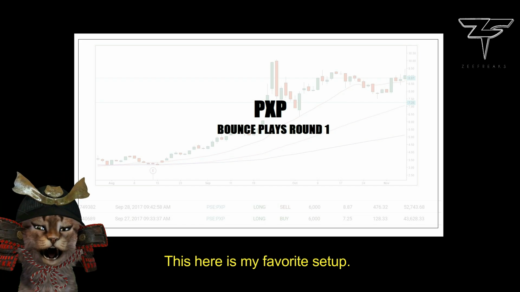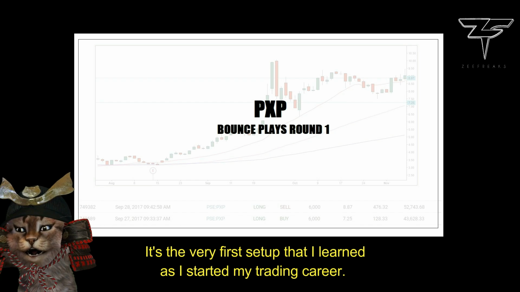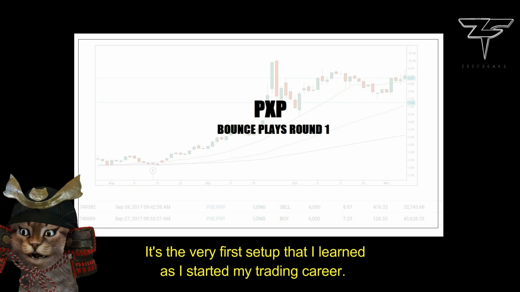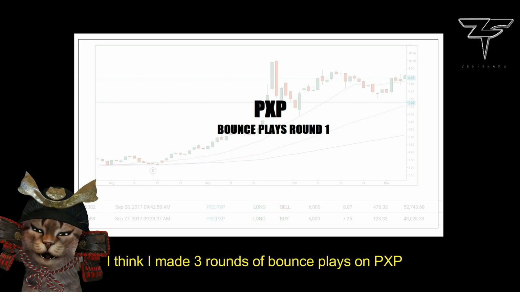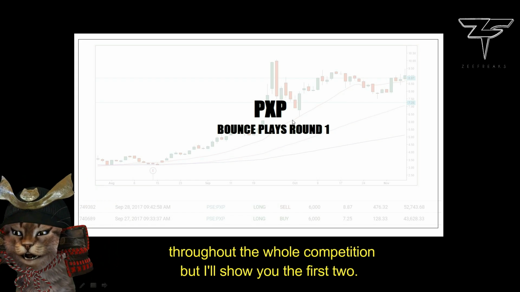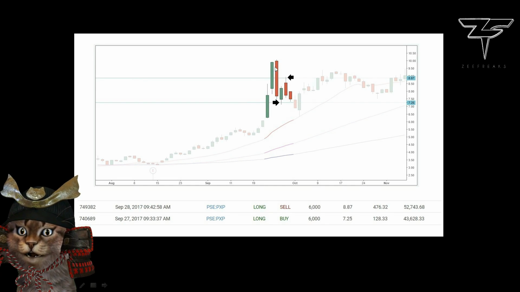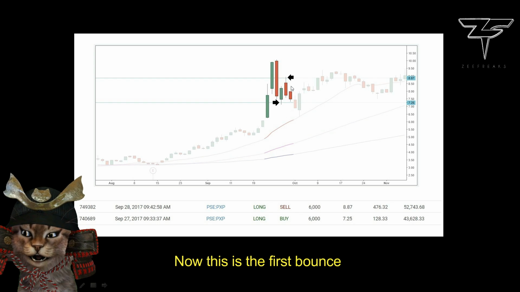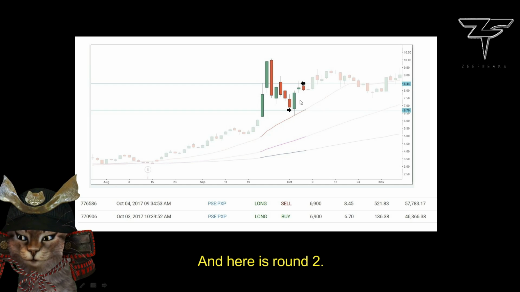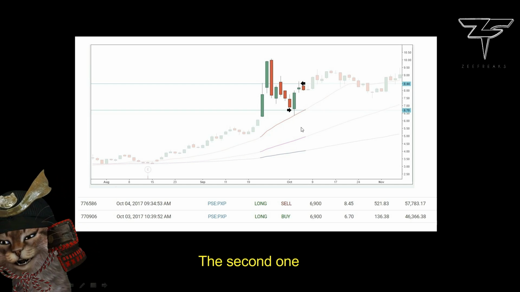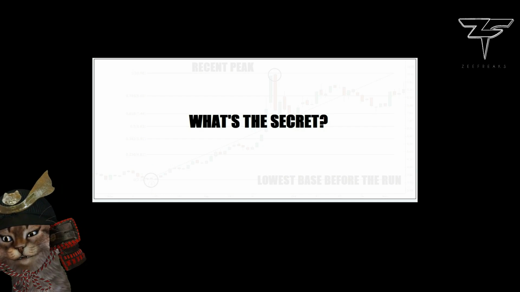Now, this here is my favorite setup. And to those of you who don't know, it's the very first setup that I learned as I started my trading career. Bounce plays. I think I made 3 rounds of bounce plays on PXP throughout the whole competition. But, sige, I'll show you the first 2. Now this is the first bounce. Here's the entry, here's the exit. And here is round 2, or the second one. Parang dali lang, no? Buy low and sell high.